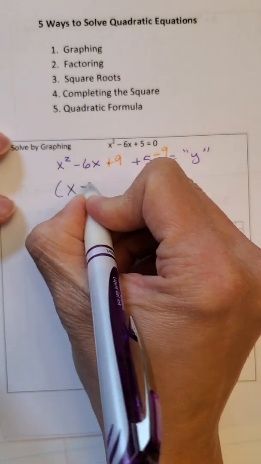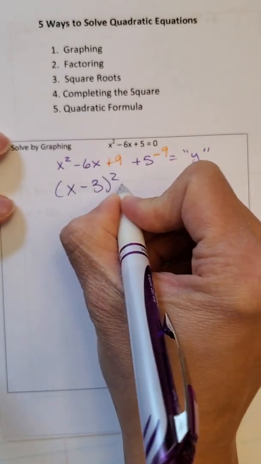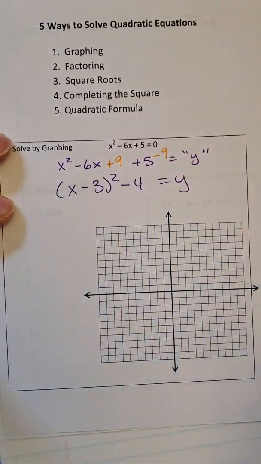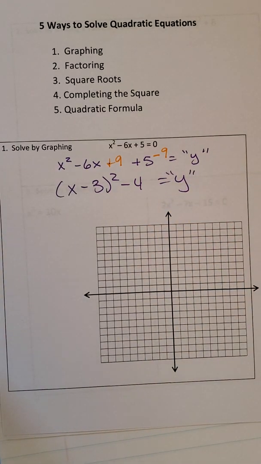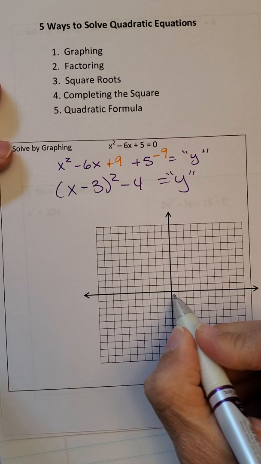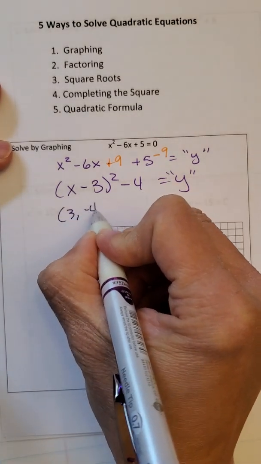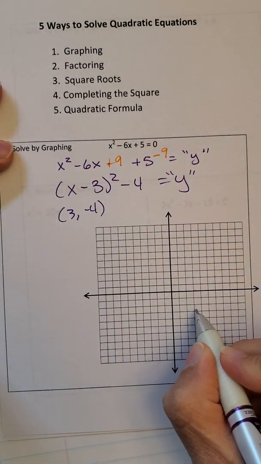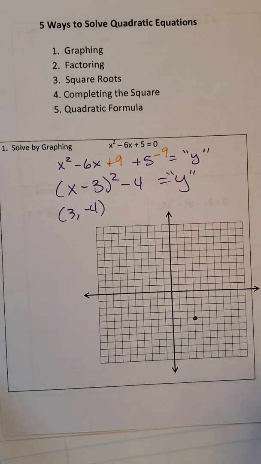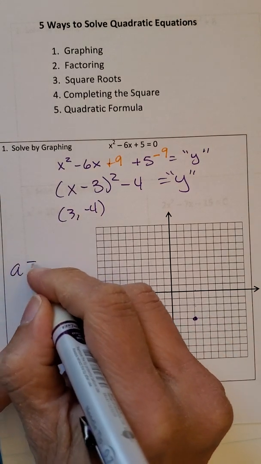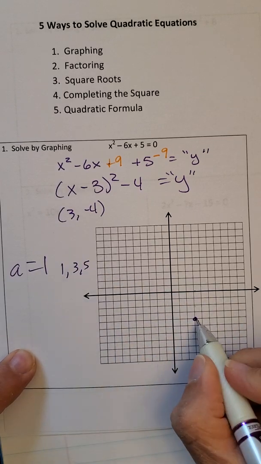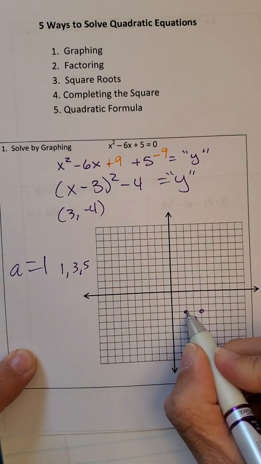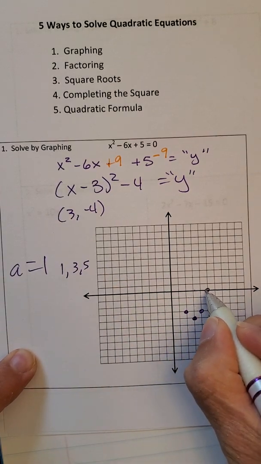So then I get x minus 3 squared minus 4 equals y. Remember, I'm solving it, but I want to graph it first. So that tells us what our vertex is, right? Our vertex is (3, -4), so I'm going to go over 3 and down 4. And then I'm going to remember that a is 1, so my pattern is 1, 3, 5. So that means when I go over 1, I go up 1 on both sides. And then if I go over 1 more, I go up 3 more.